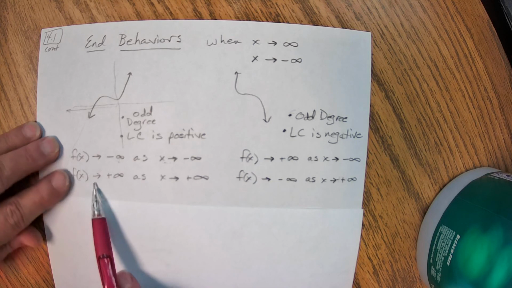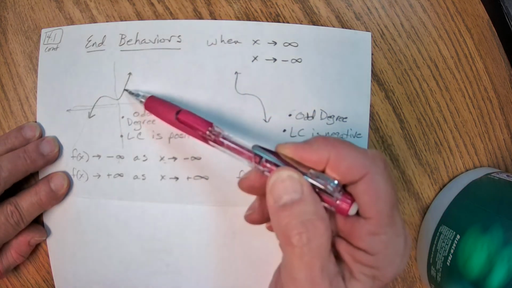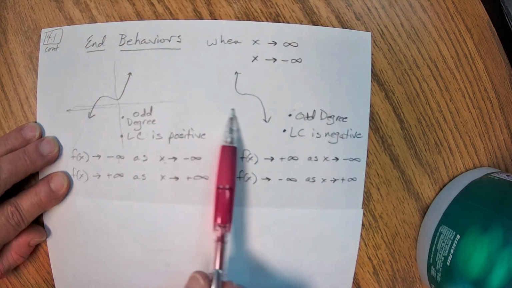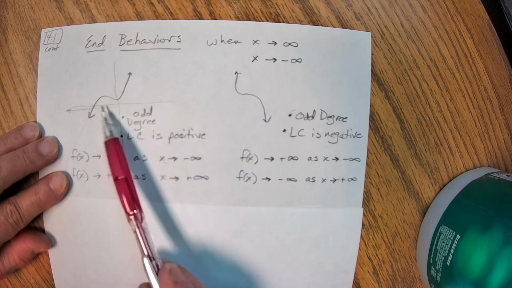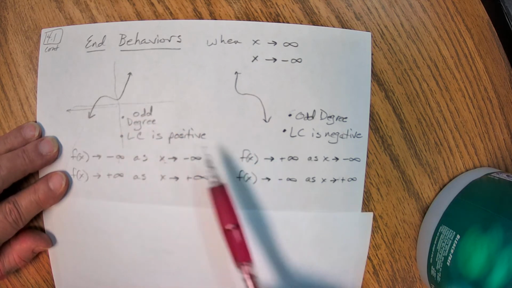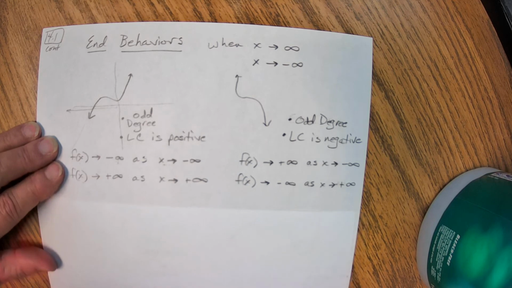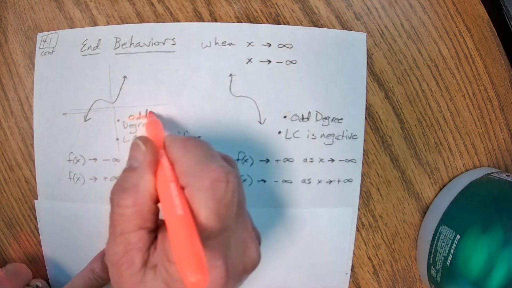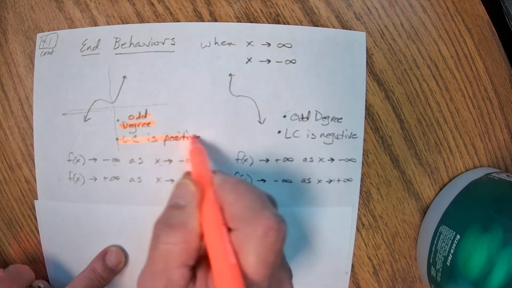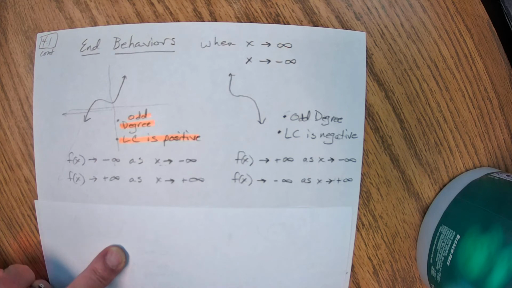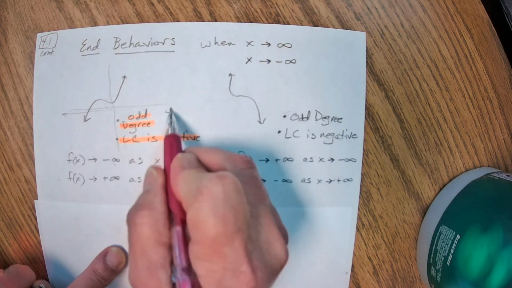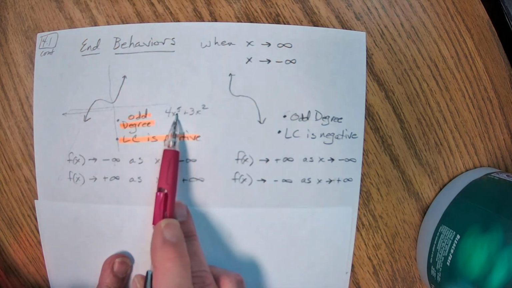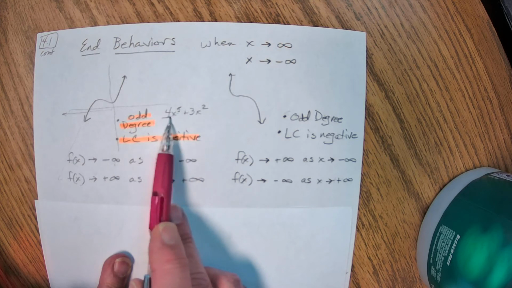And then on the other side, f of x approaches positive infinity, just keeps getting bigger and bigger as x approaches positive infinity. This is what happens. This is the end behavior of a polynomial function with odd degree and a positive leading coefficient. For instance, 4x to the 5th plus 3x squared. It has an odd degree and the leading coefficient is positive.